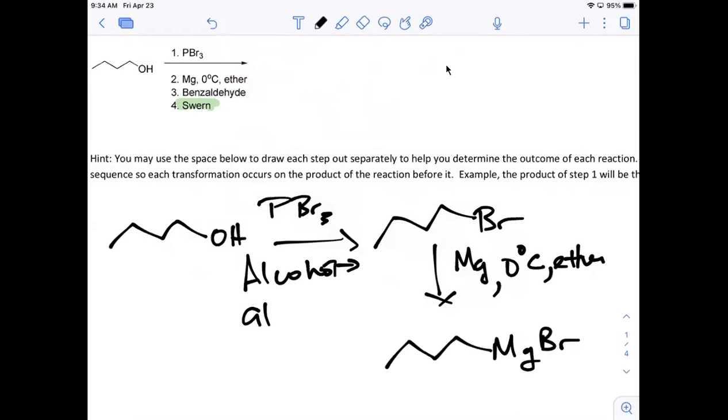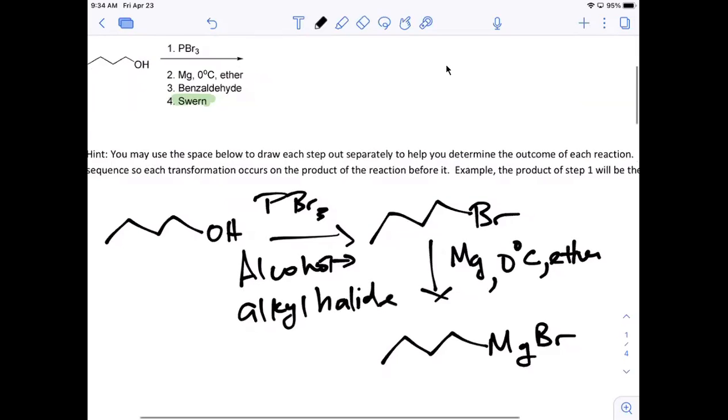Now, for the Grignard, it's really difficult to study those by NMR unless you run that reaction in a sealed tube, a sealed NMR tube, and you can monitor it that way. Because that Grignard, once you expose it to air, it's a wrap. So the first step was an alcohol to alkyl halide. Second step was a Grignard synthesis.